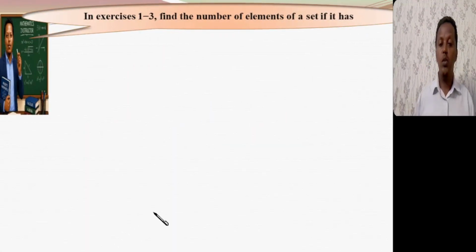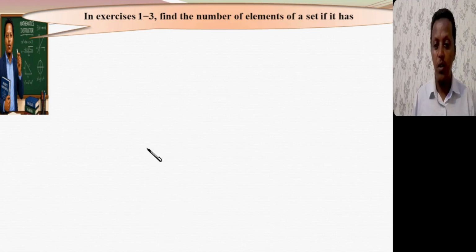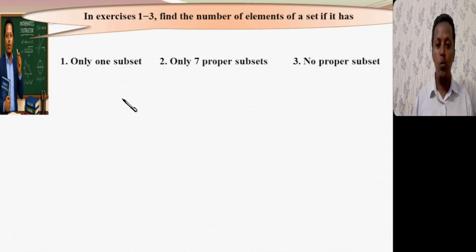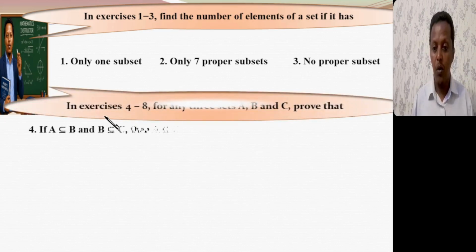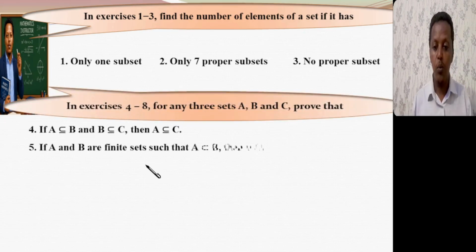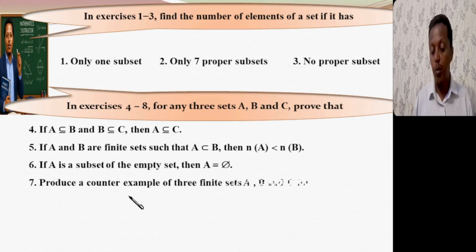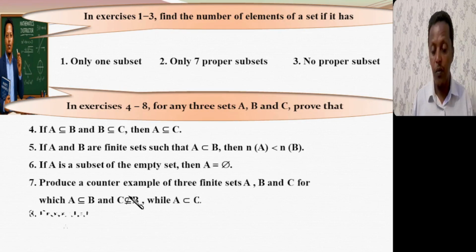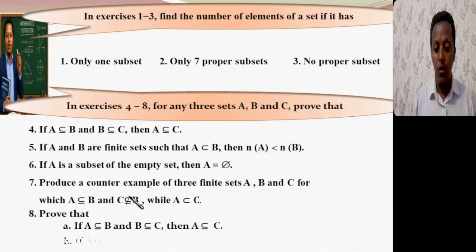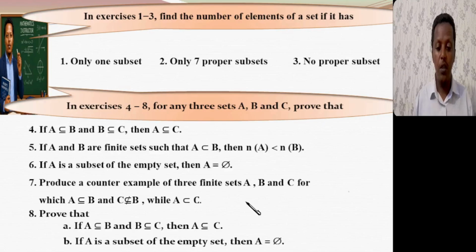So based on the concepts we discussed so far, let's try to solve the following exercises 1 up to 3. Just find the number of elements of a set if it has. For exercises 4 up to 8, just try to prove each property. So make sure you answer each and every question in this exercise.